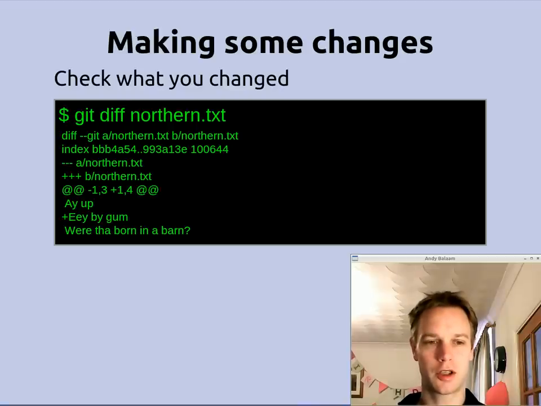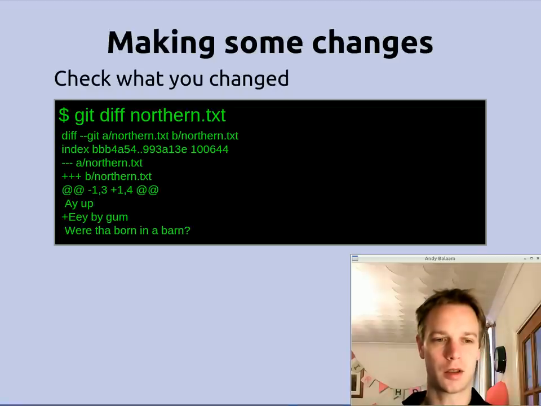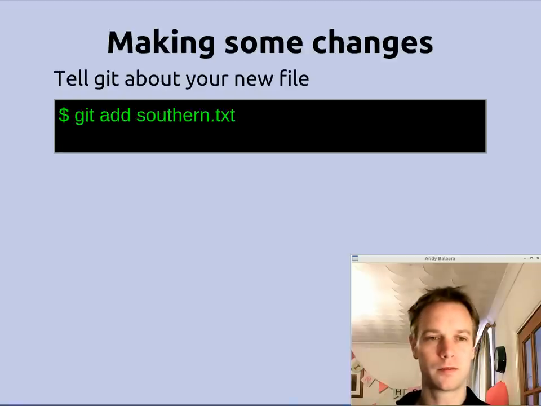And then the stuff that's actually changed is the line that starts with a plus. So, e by gum, as has been added. That's why there's a plus next to it. So that's the output of git diff, which is a diff, which you will get used to reading, and it's very useful when you get used to it.